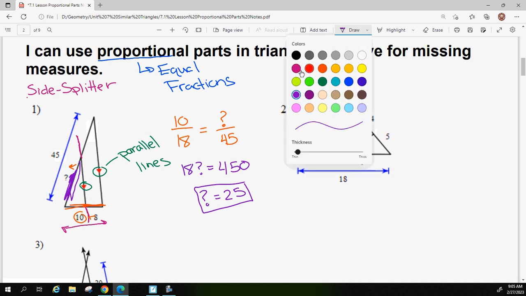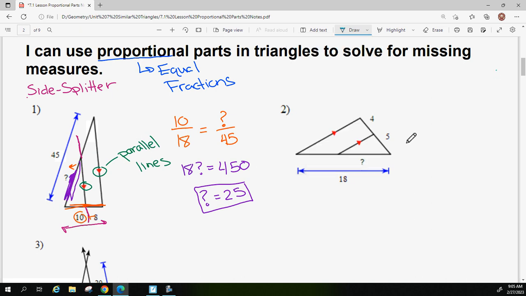So this is one of those things that gets easier the more you do it. The more you do these, the quicker and more clearly you'll see the parts that go together. I always like to extend my side splitter. And so again, I am looking for this piece to the right of my side splitter. And so then on my other fraction, I need the piece to the right of the side splitter, so that's 5.